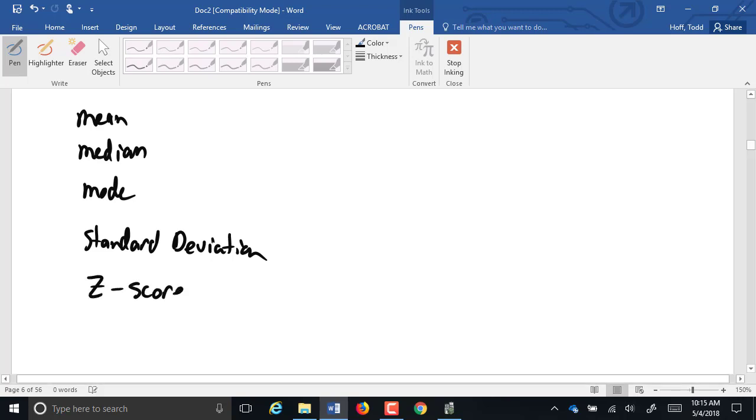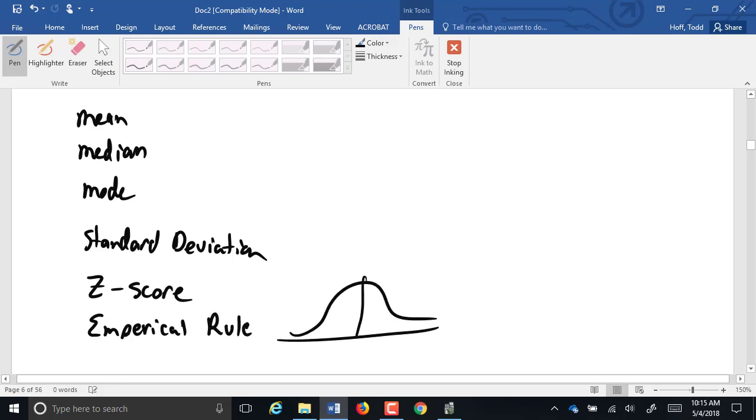You'll need to know z-scores. You'll need to know the empirical rule. Remember the empirical rule, that's the curve with the percents in it. So make sure you have that page 355 marked off in your book, or have the page in your notes with the percents and the curve marked off so you can find it.